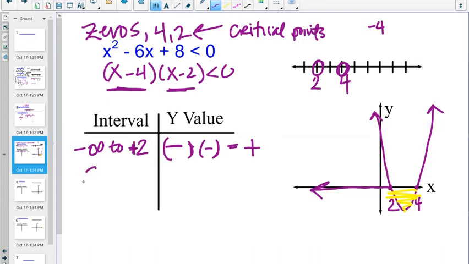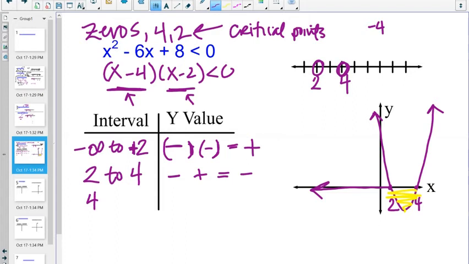My next interval is going to be between 2 and 4, right between my critical points, 2 and 4. And this is where I'm hoping we get something negative, because back to my drawing over here, I know that my parabola dips beneath the x-axis over here. So I'm going to pick a number between 2 and 4. I'm going to pick 3. That's an easy one. 3 minus 4 is a negative number. So again, I'm back up here. And then I'm going to plug in here again. 3 minus 2 is a positive number. So if you have a negative times a positive, you get a negative. And that's kind of what we predicted over here.